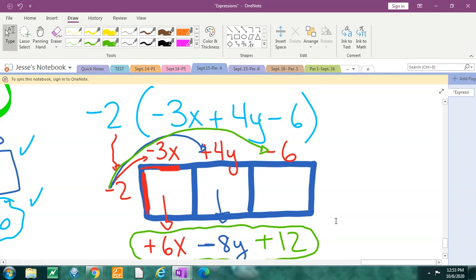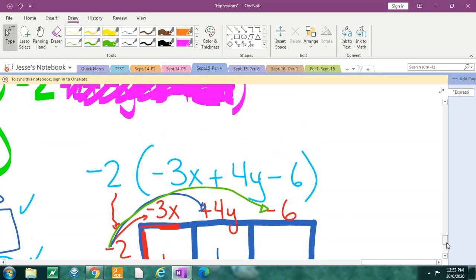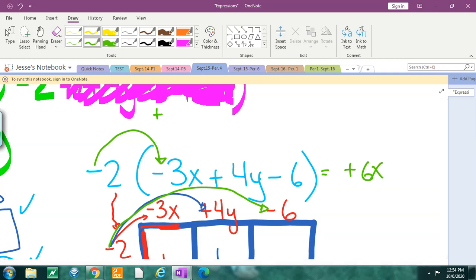Now, mister, what if I did it the other way? All right, that's cool. If you did it the arrows, then make sure you do the arrows. Negative times negative, that's a positive. I'll just put it over here. And then 2 times 3x is 6x. That's fine. I don't mind. And then do the next arrow. You got to do the arrows of the box. Negative times positive is negative. 2 times 4y is 8y.